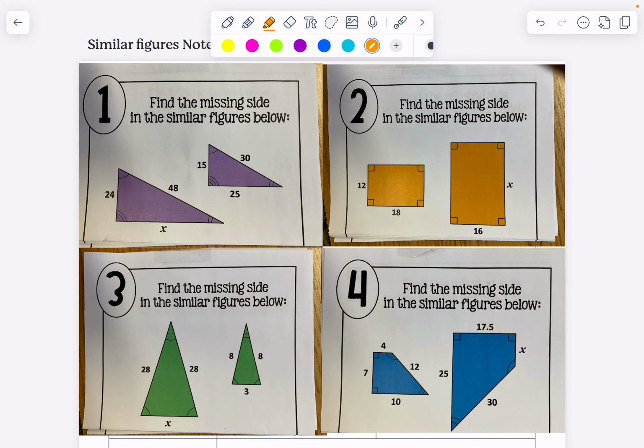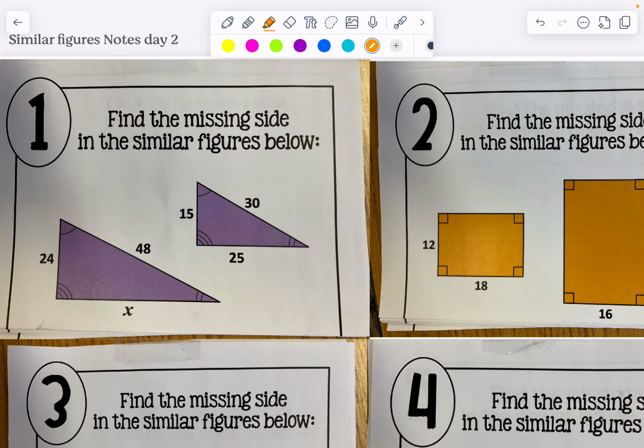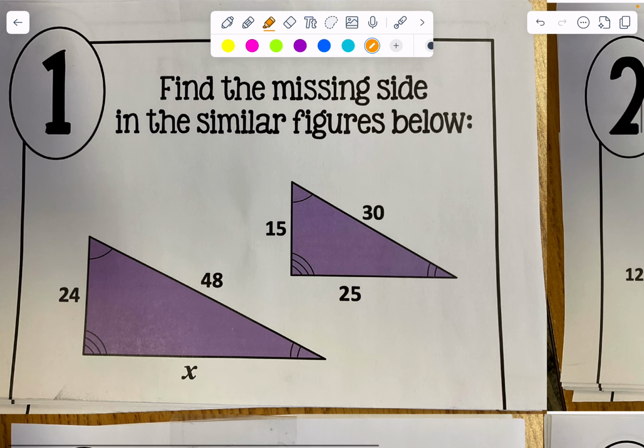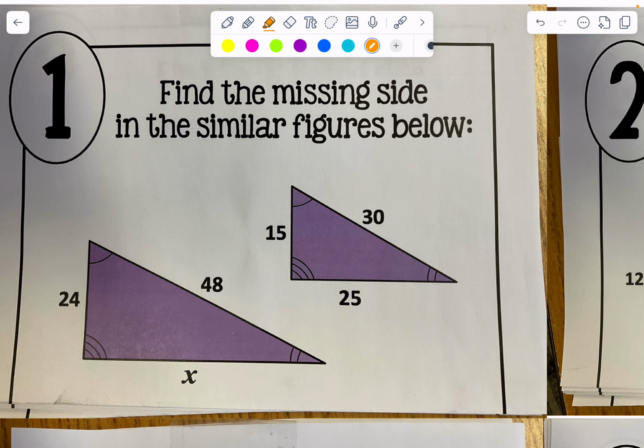So you have done all 4 problems. I'm going to zoom in here to number 1, and we know that side X matches with side 25. Now the beauty of this problem is you can do it a couple different ways. If you wrote X over 25, then you can either match it up with 24 and 15 or with 48 and 30, okay?